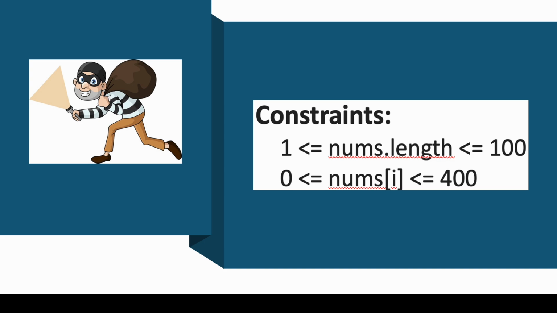So here are the key constraints. We have at least one house and at most 100 houses, so our solution should efficiently handle up to 100 houses. Each house can contain between $0 and $400, meaning some houses might have no money.